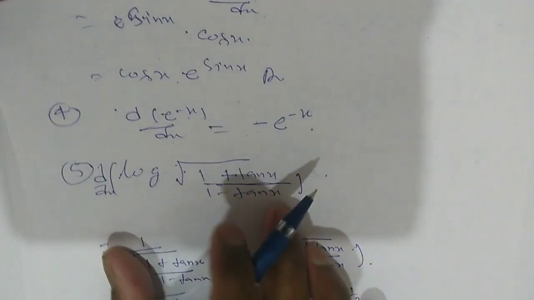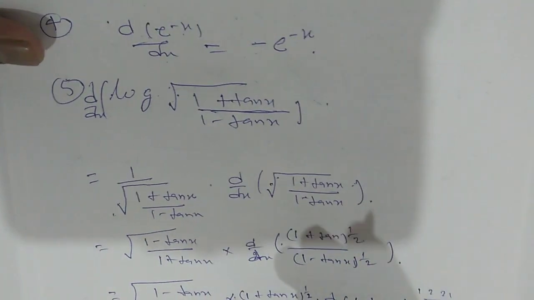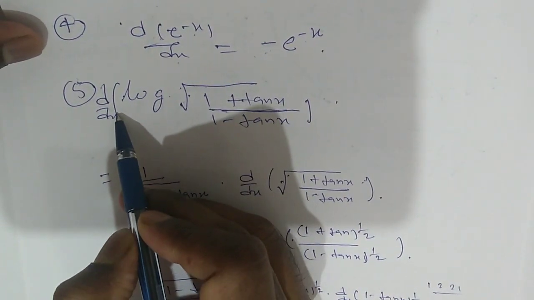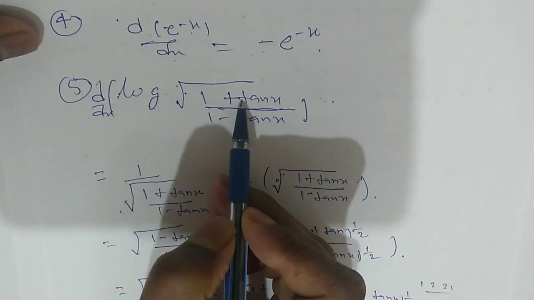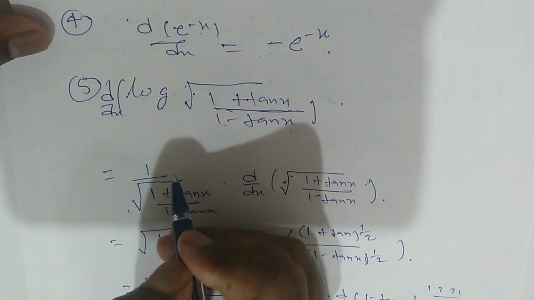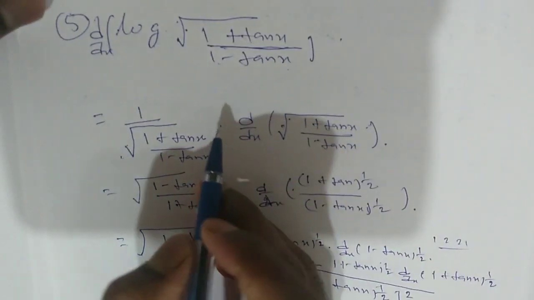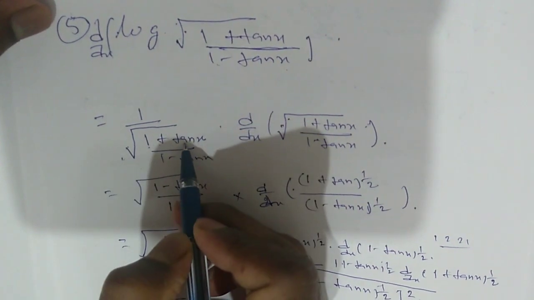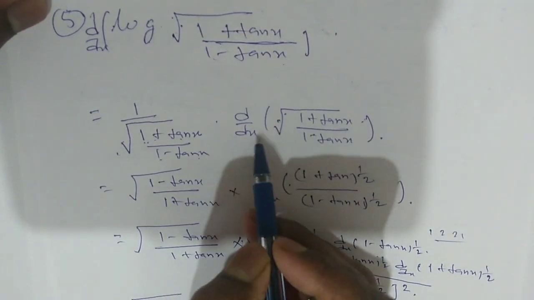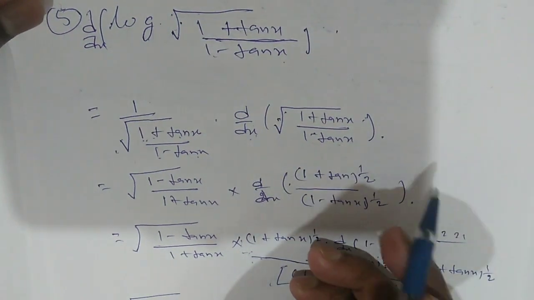This one is a lengthy question, so try to understand it at least twice so that you understand very well. First one is the differentiation of log under root 1 plus tan x upon 1 minus tan x. If we take this one as x, then our answer is 1 upon x, and then the differentiation of the next one is dx upon dx. So write like this: 1 upon under root 1 plus tan x upon 1 minus tan x. This one is the log case, and right here d of dx within bracket under root 1 plus tan x upon 1 minus tan x. This one is a lengthy one.